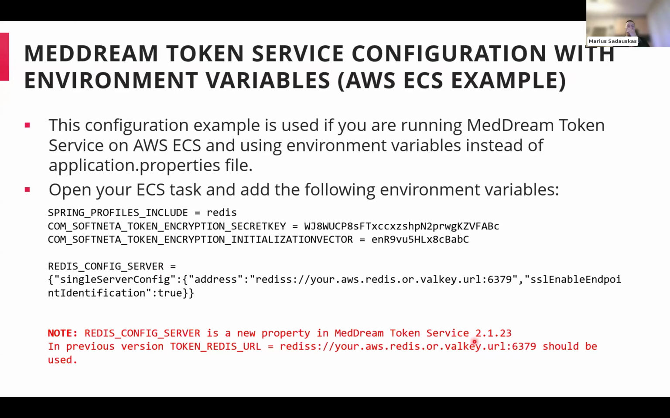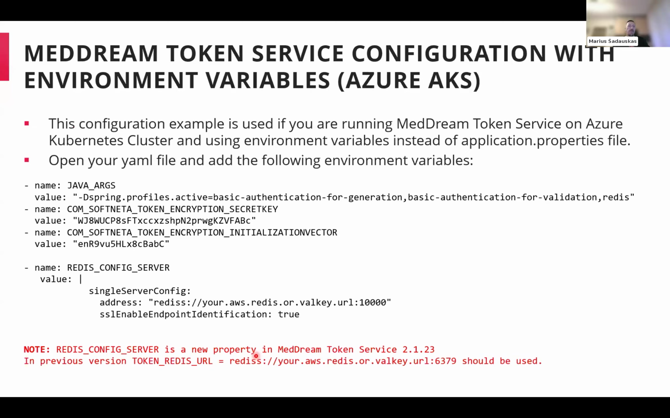And for the token service older than 2.123, you need to use the token Redis URL parameter and provide only the Redis IP and port. So also check which version of the token service you will deploy, because it will depend on whether you use the Redis config server parameter or the token Redis URL.